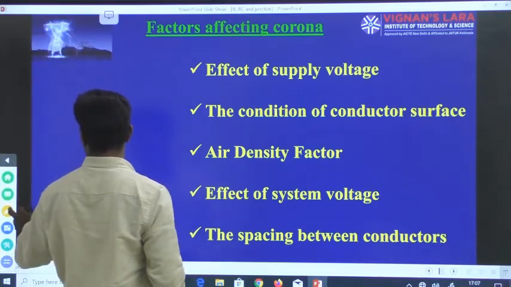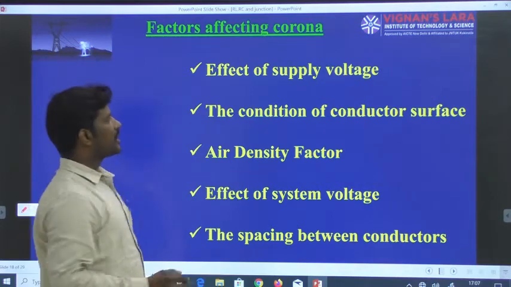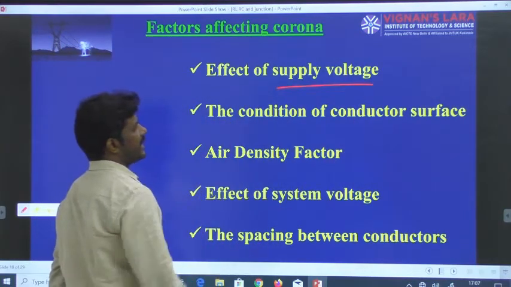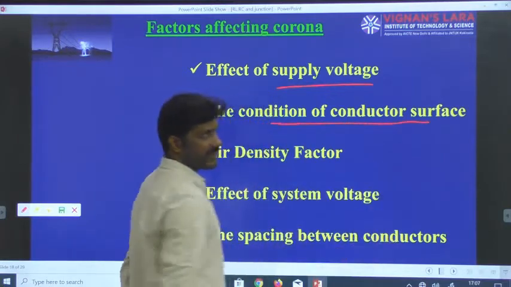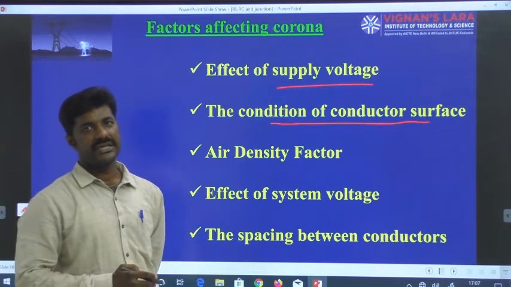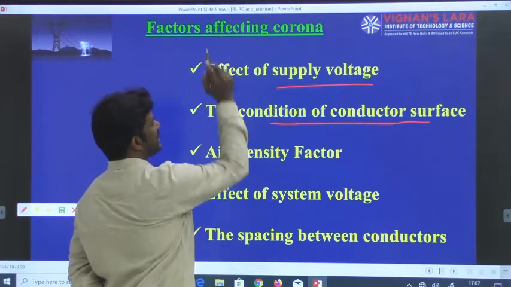See, what are the factors that affect the corona? These are the factors which affect the corona: supply voltage. It depends upon supply voltage. Next, the condition of the conductor surface, whether it is a smooth surface or an uneven surface. So the conductor surface will decide the corona.